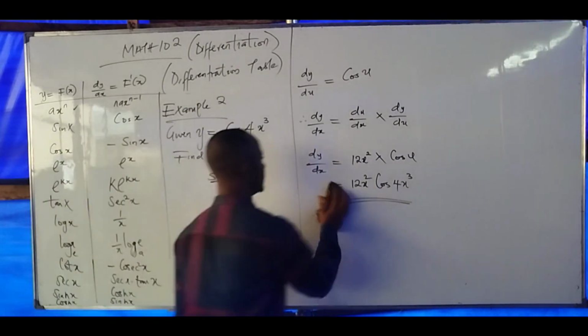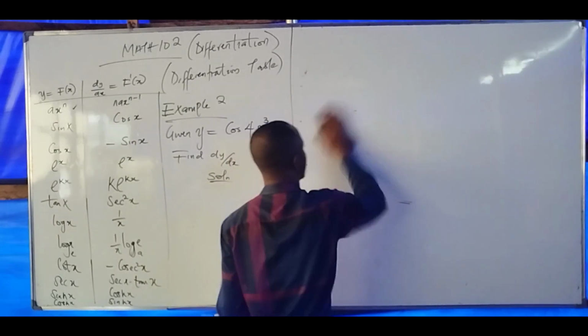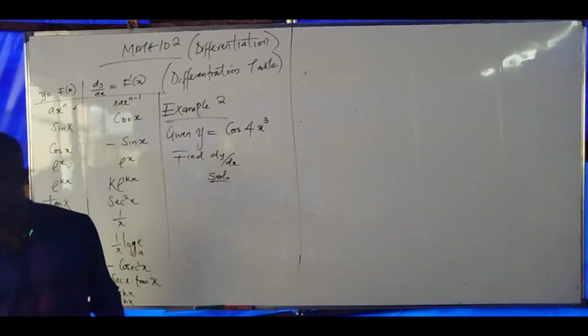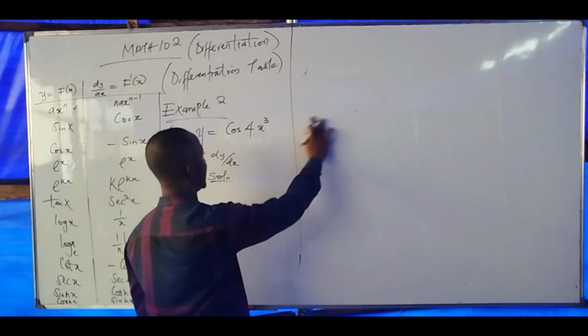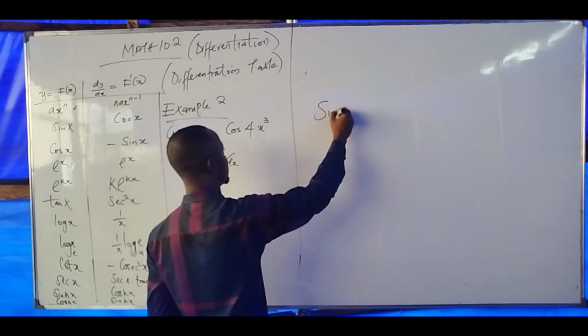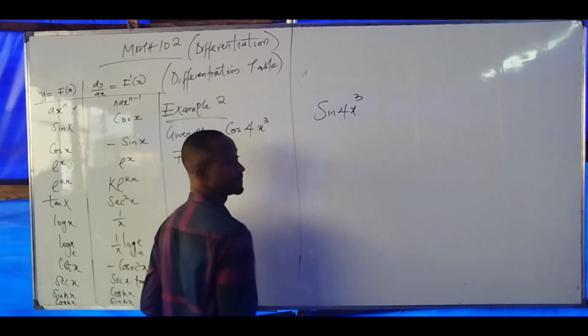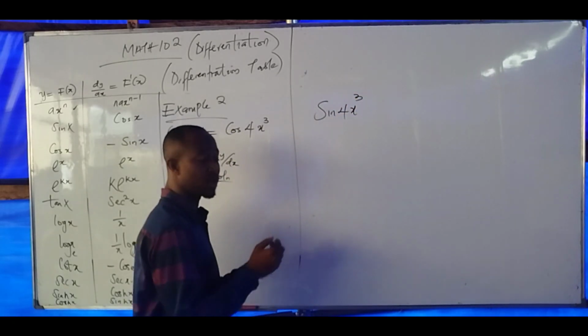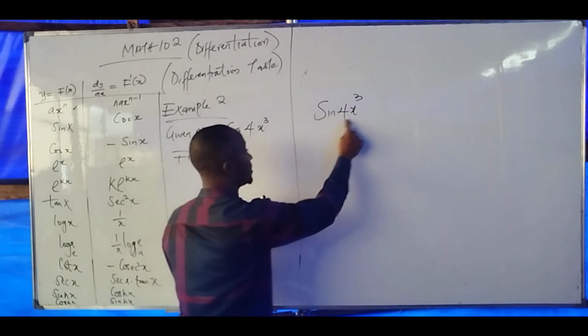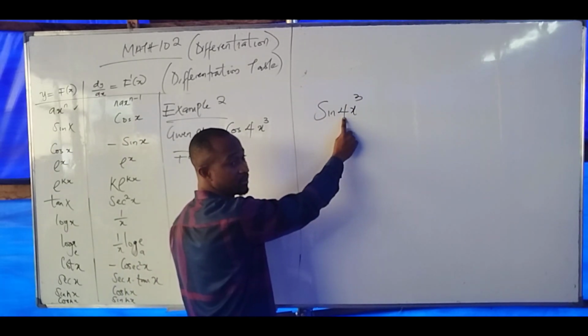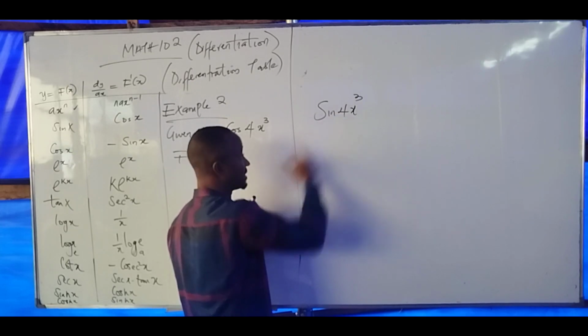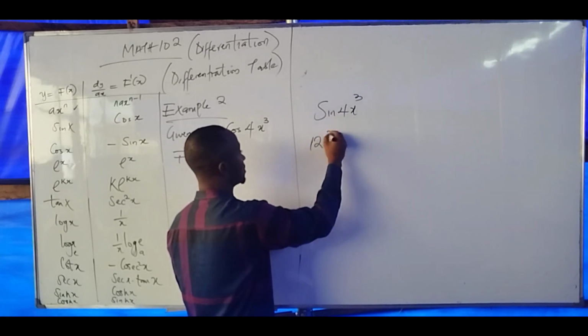So we will not be passing through this process of co-function all the time. Now look at this. If I have sine 4x cubed, are you following? The shortcut is this. Please pay attention. Just differentiate this using the power rule. What do you have? 12x squared.